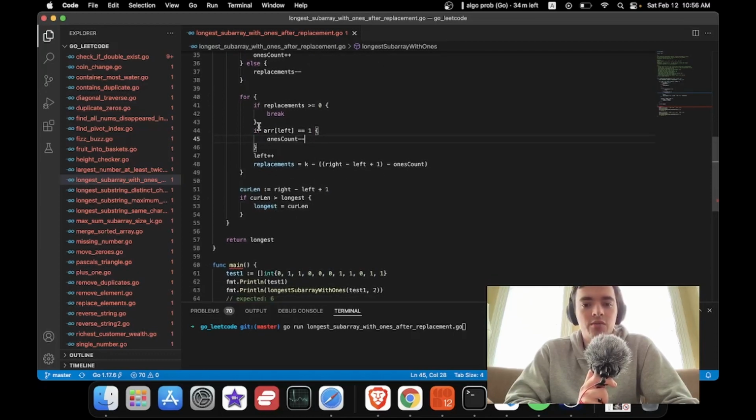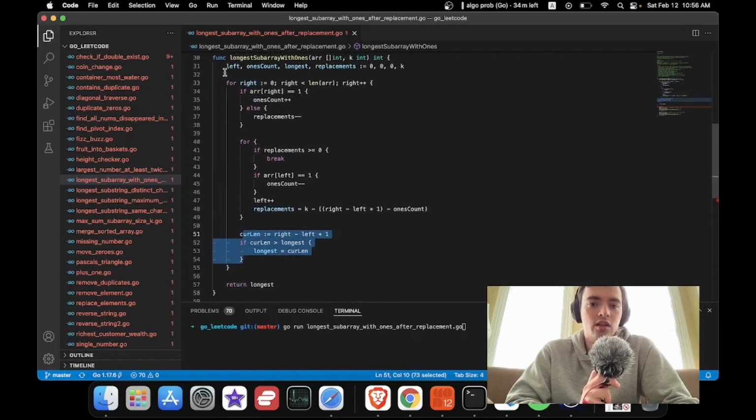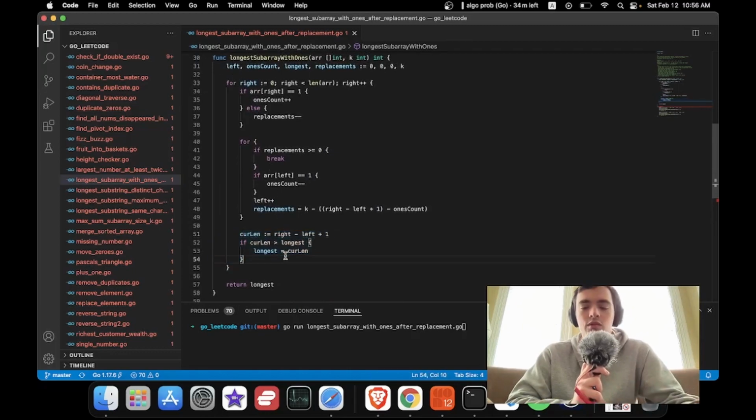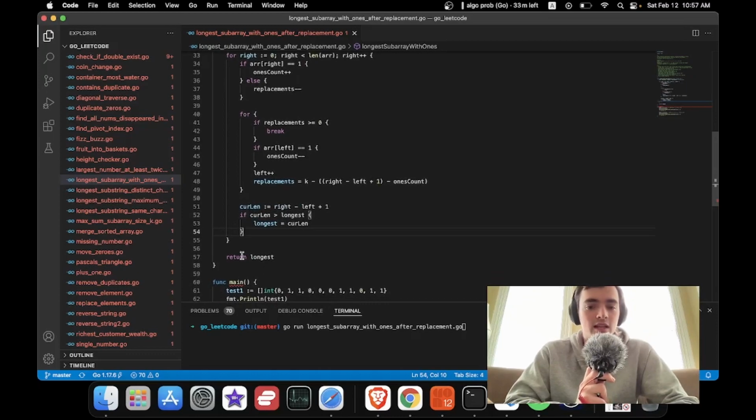So after you're done readjusting the size of your sliding window from the left if need be, essentially replenishing your number of replacements, then you just want to check at each loop, at each new addition of an integer on the right side, if the current longest subarray value needs to be replaced, the answer. So the size of the current subarray, if that's longer, replace it. And then that's basically it.